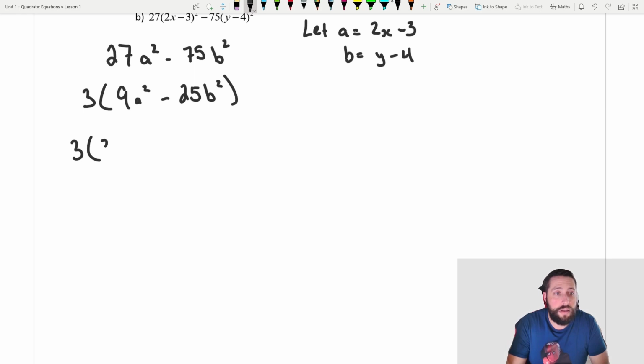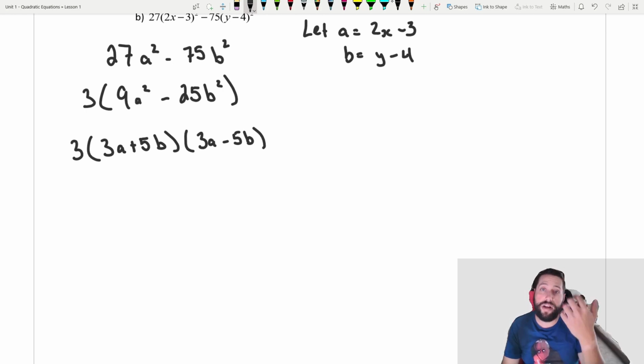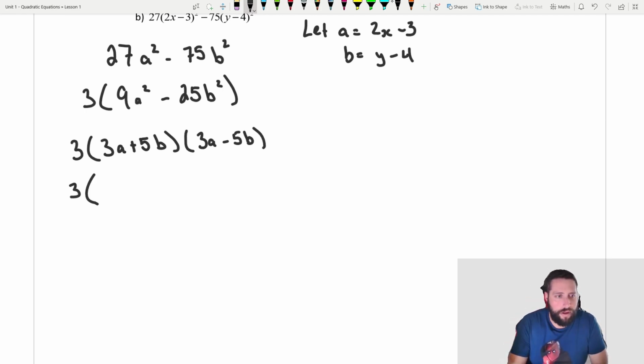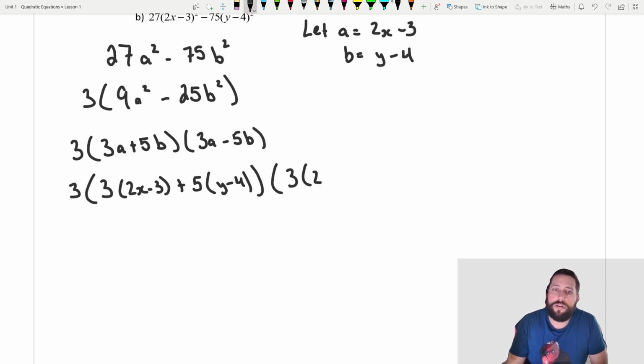So it's going to be 3 times (3a plus 5b) and then (3a minus 5b). Same thing as before. We can now substitute back in 2x minus 3 and y minus 4. So this is going to be 3 times (3 times (2x minus 3) plus 5 times (y minus 4)). Okay, and then same thing, 3 times (2x minus 3), but this time we minus 5 times (y minus 4).